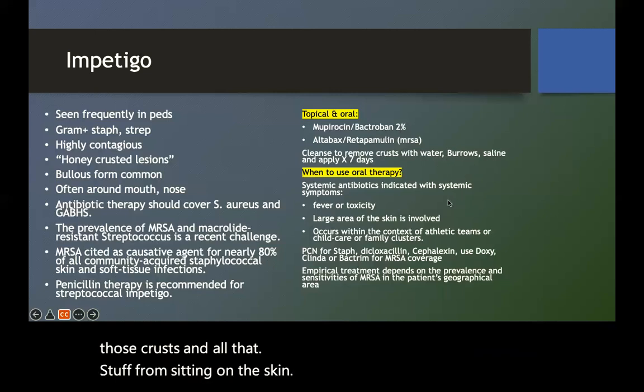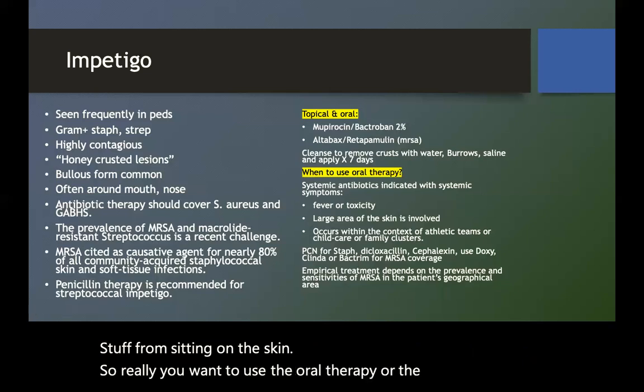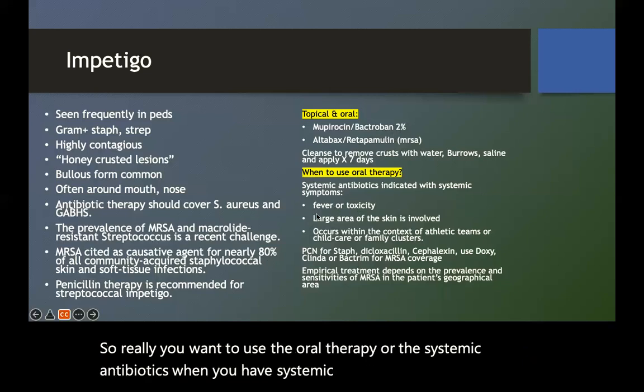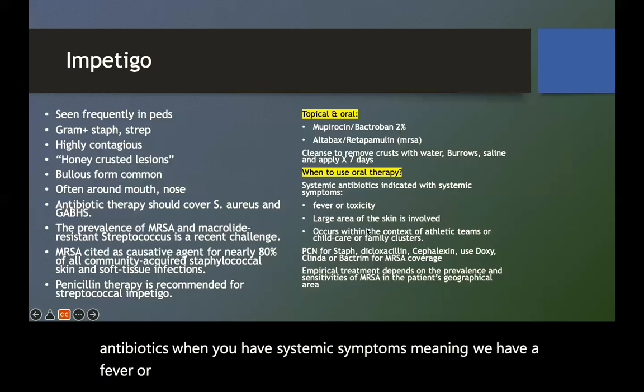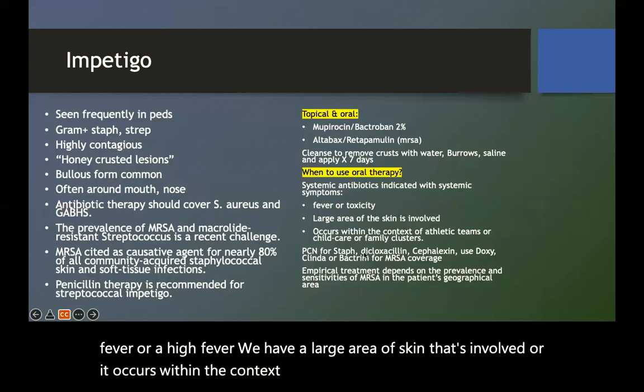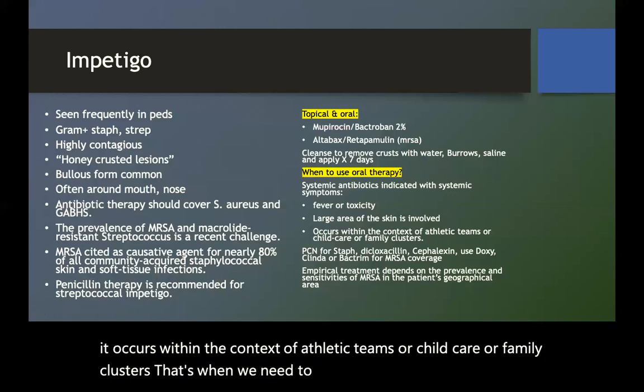So really you want to use the oral therapy or the systemic antibiotics when you have systemic symptoms, meaning we have a fever or a high fever, we have a large area of skin that's involved, or it occurs within the context of athletic teams or childcare or family clusters. That's when we need to consider systemic antibiotics.